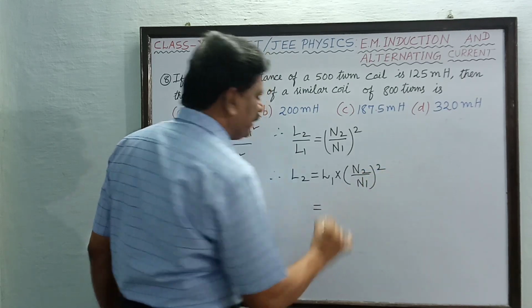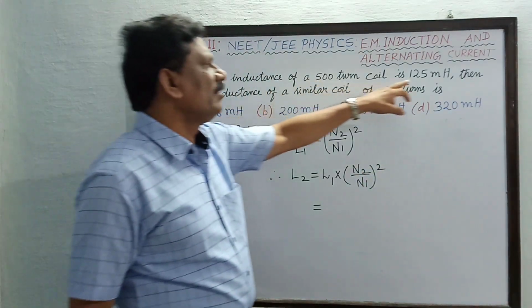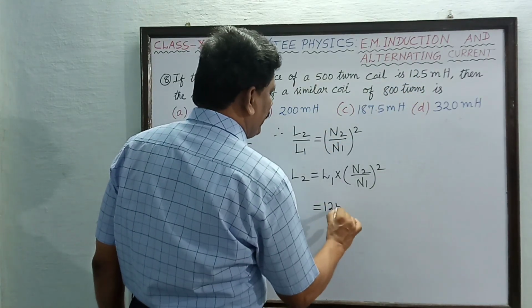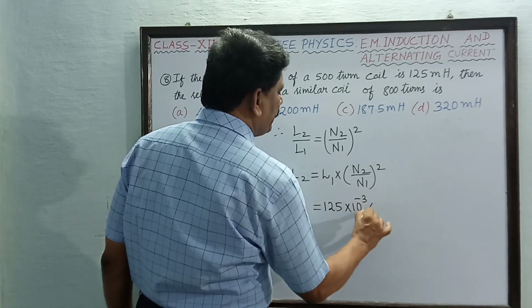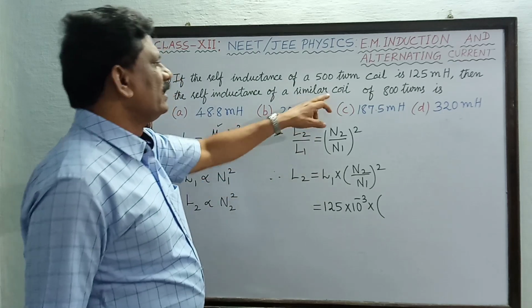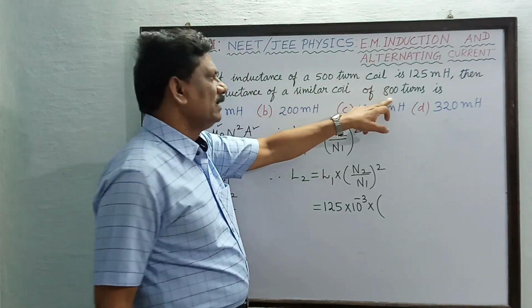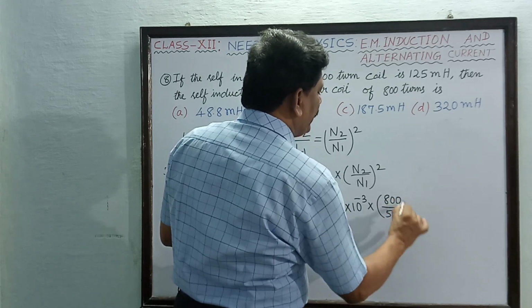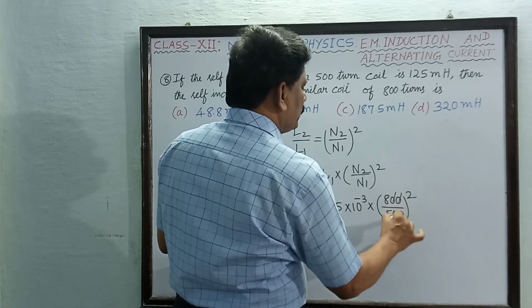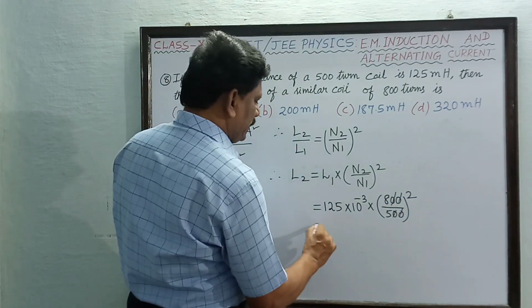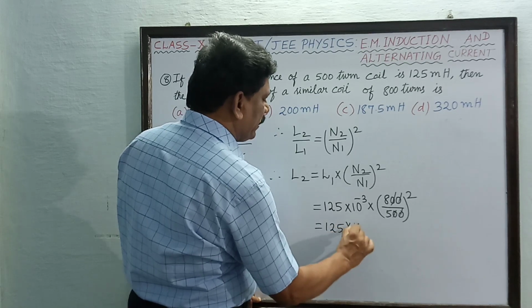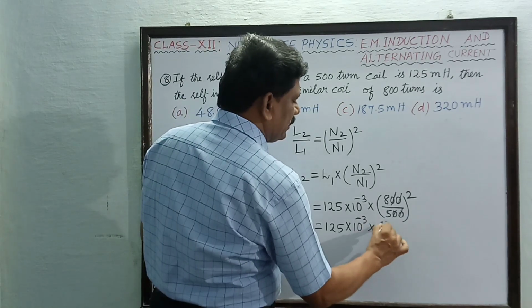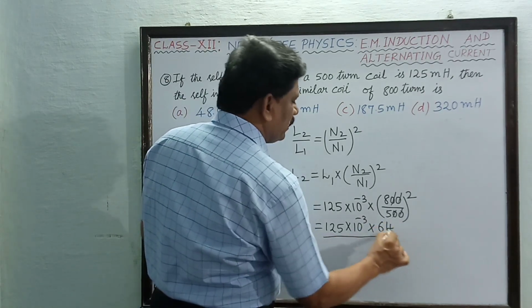Now we have to substitute for L1. The self-inductance of the first coil is 125 millihenry. So this is 125 into 10 power minus 3 into N2, the number of turns in the second coil, which is 800, divided by the first coil's 500 turns, the whole square. So the zeros get cancelled. So this must be equal to 125 into 10 power minus 3 into 8 square, 8 into 8, that is 64, divided by 5 square.